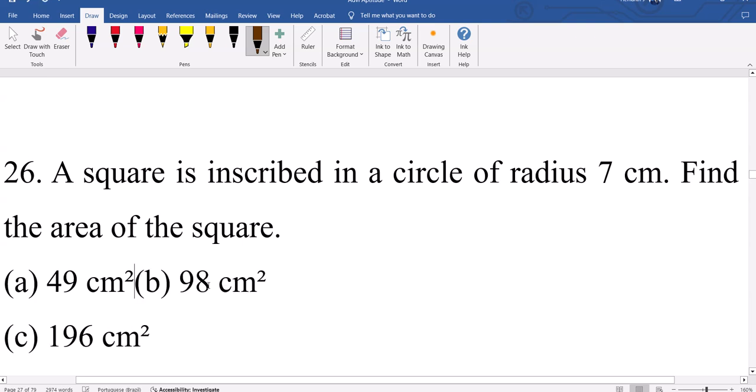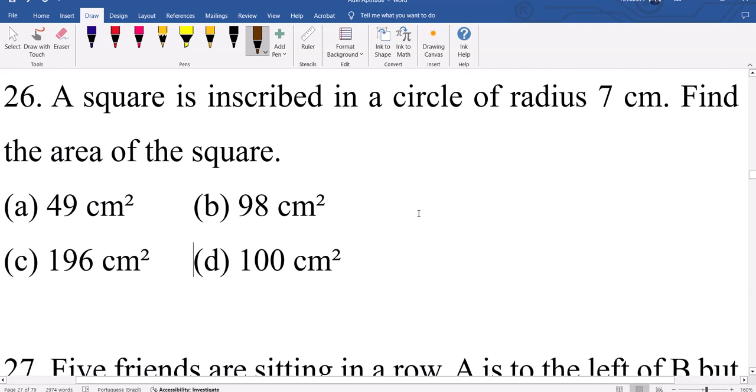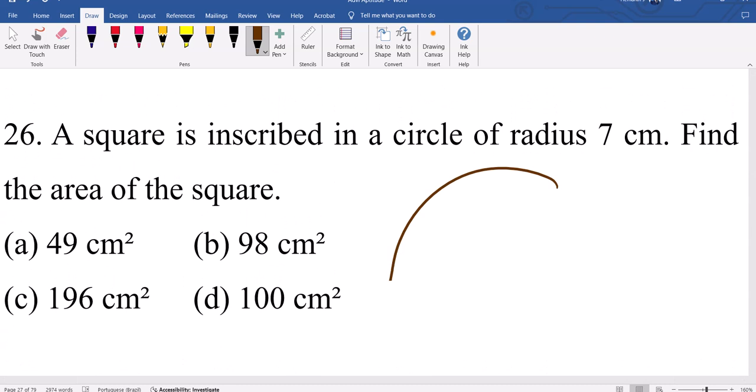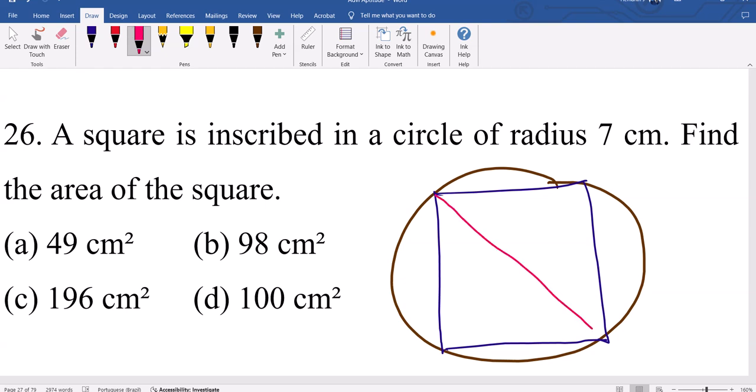Geometry again, back to geometry. A square is inscribed in a circle of radius 7 centimeters. Find the area of the square. The square is inside the circle. Sometimes they'll say the circle is inscribed in the square. Now the square is inside the circle. One very important point to know: the diagonal of the square is equal to the diameter of the circle.